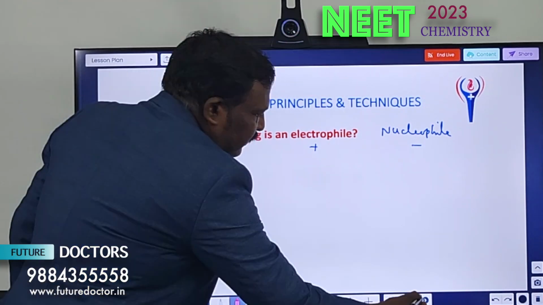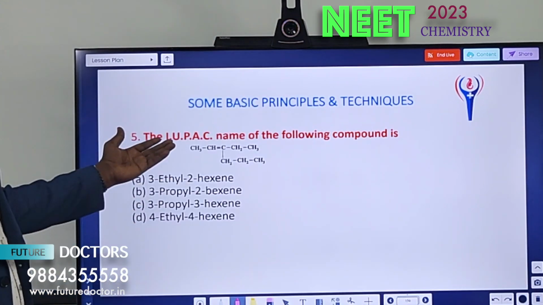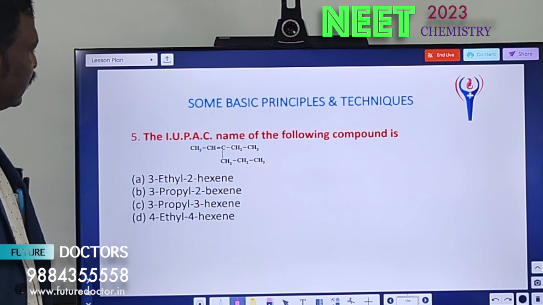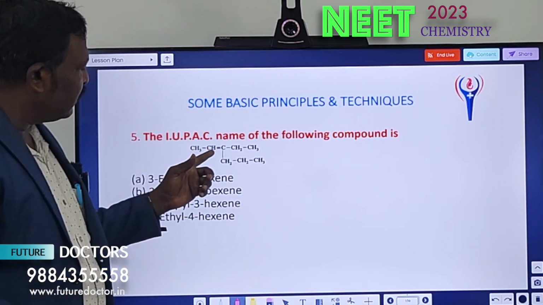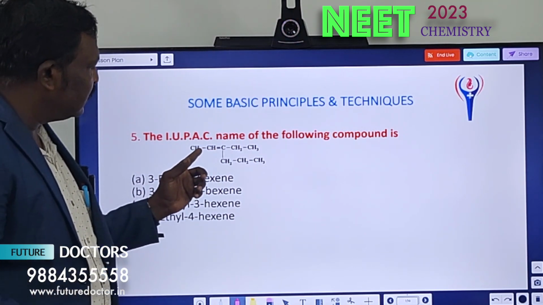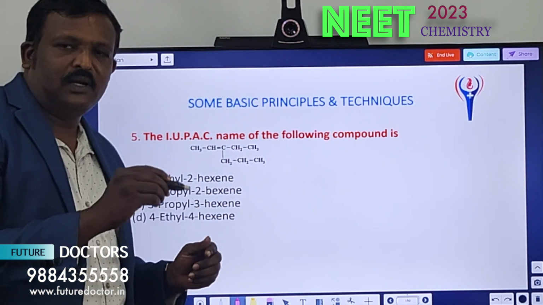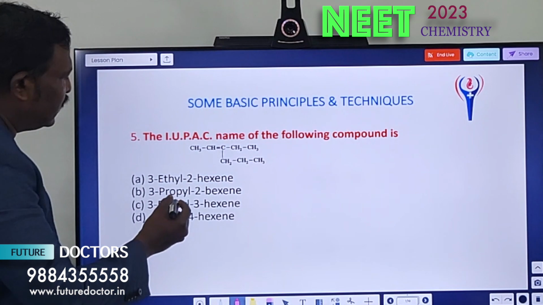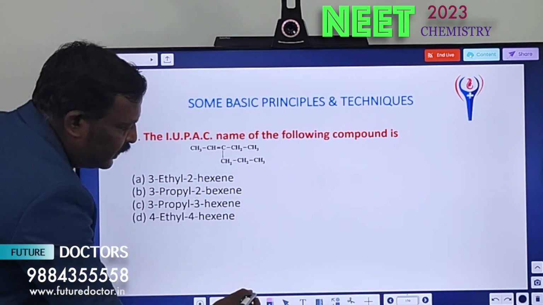Understood? Okay. Next one. Very simple one. The IUPAC name of the following compound is, they are given one compound. Usually here it's a simple one, only a double bond is given. Whenever you give the number, the double bond should be on the lowest carbon. So how to give the number? First of all, you give the number.